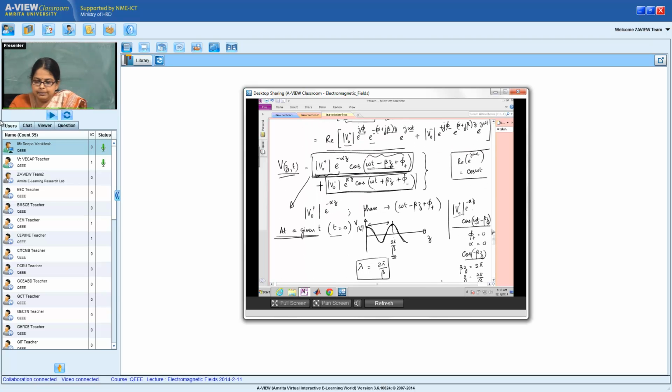Why would I do that? The answer is very simple. You see, this is a cosine function. So at a given T, if I want to analyze, I could very well take a T which is not equal to 0. So that would mean cos of omega times T, let me take T as 1 second, then I would have omega times 1 minus beta Z plus phi plus. My answer is not going to change.